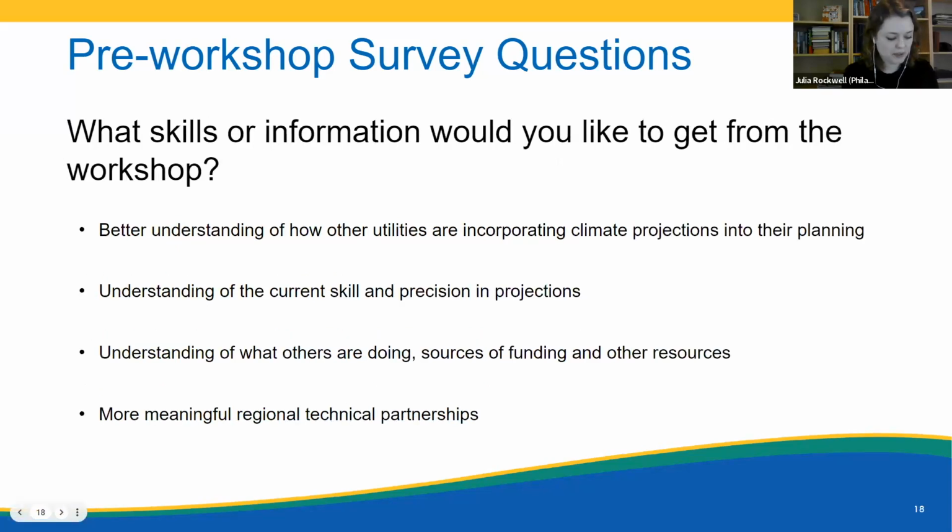Next slide. The third and final pre-workshop survey question I just want to review with you guys is, what skills or information would you like to get from the workshop? And we heard from folks that you'd like to gain a better understanding of how other utilities are incorporating climate projections into their planning. You'd like to understand the current precision in projections. You'd like to understand what others are doing, including sources of funding and other resources that utilities are accessing for this work. And you're hoping, as a potential outcome, some of you, to get more meaningful regional technical partnerships off the ground. So a lot of really great feedback from the pre-workshop survey. So thanks again for that.